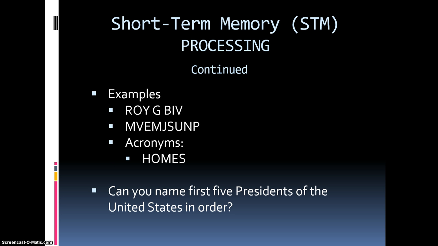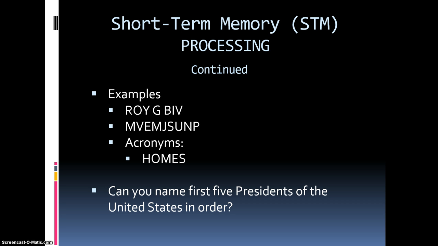For example, you remember Roy G. Biv. It stands for the colors of the rainbow: red, orange, yellow, green, blue, indigo, violet. What about the mnemonic MVEMJSUNP? It's the phrase, my very educated mother just saw us near Pittsburgh. And it helps you remember the planets closest to Earth: Mercury, Venus, Earth, Mars, Jupiter, Saturn, Uranus, Neptune, and Pluto.